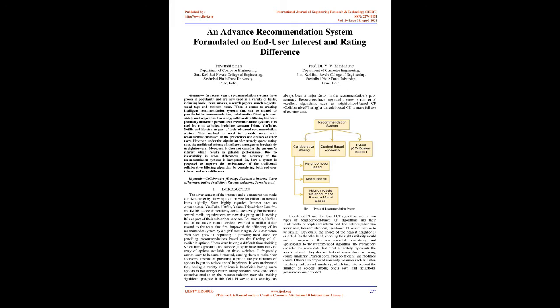However, under the stipulation of extremely sparse rating data, the traditional scheme of similarity among users is relatively straightforward. Moreover, it does not consider the end user's interest, which results in pitiable performance. Due to invariability in score differences, the accuracy of the recommendation systems is hampered. So, here a system is proposed to improve the performance of the traditional collaborative filtering algorithm by considering both end-user interest and score difference. Keywords: collaborative filtering, end-user's interest, score differences, rating prediction, recommendations, score forecast.